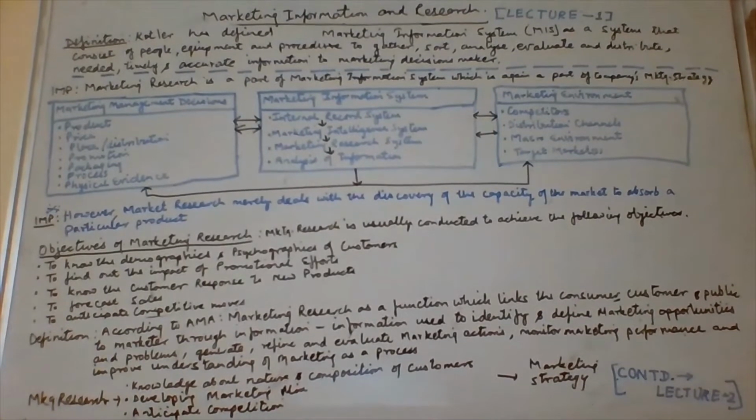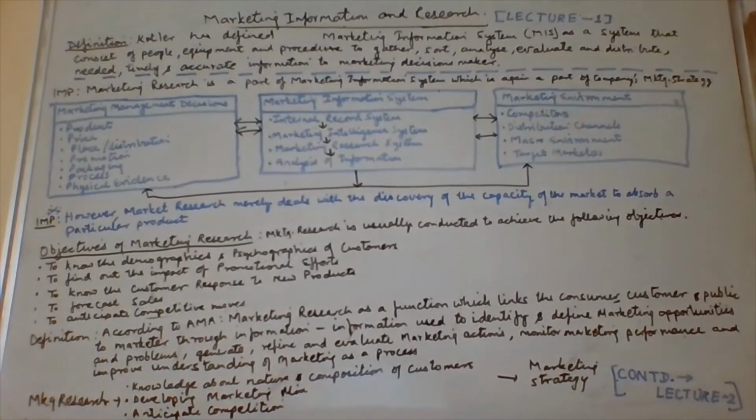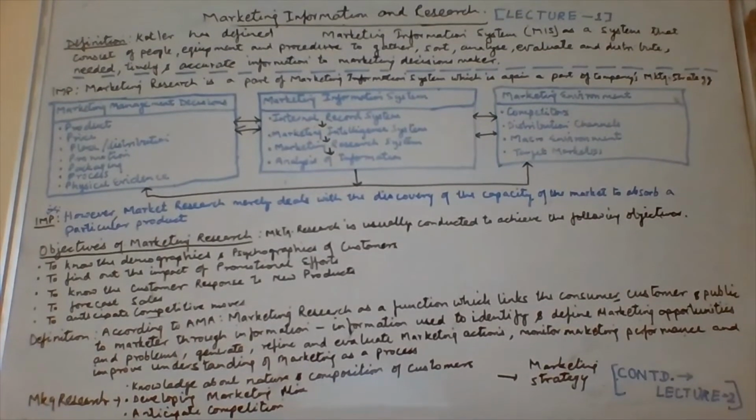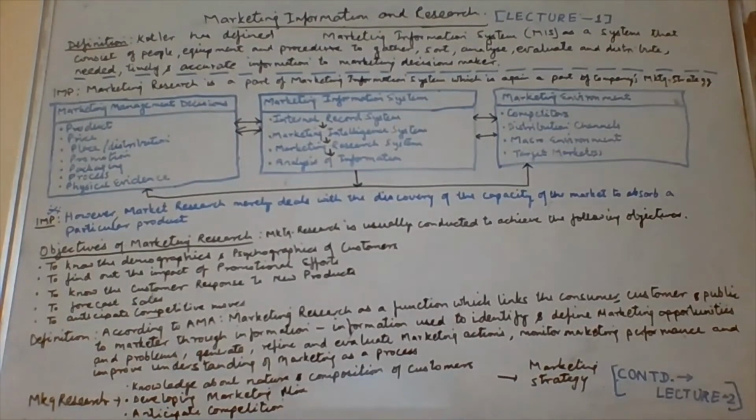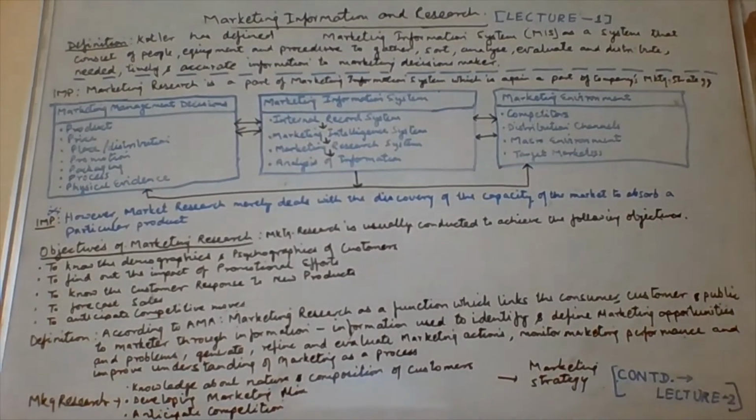Now, information is provided through the internal record system, the marketing intelligence system, followed by the marketing research system, and analysis of information. This is very important because on one side, if we look at the left-hand block of this marketing information system, it consists of marketing management decisions. Now, these are the decisions the marketing manager has to take.